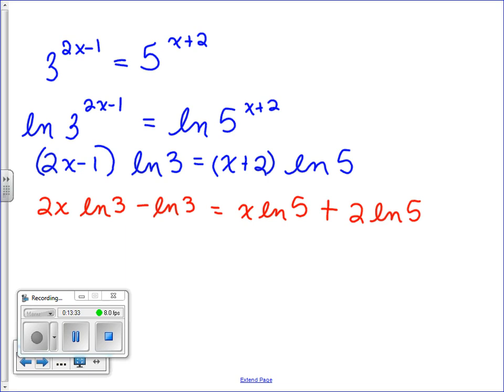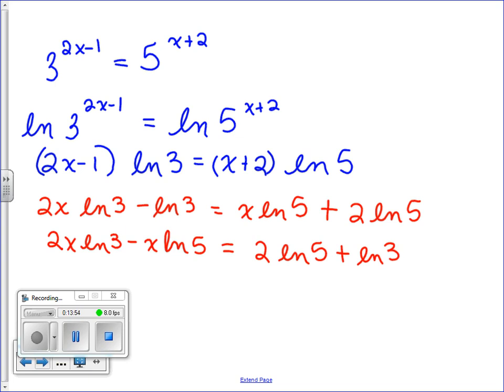Alright, so this is going to go over there, and this one is going to come over here, okay? So that will be 2x natural log of 3 minus x natural log of 5 equals 2 natural log of 5. What 3? Right here? No, I just wrote it weird, I guess.